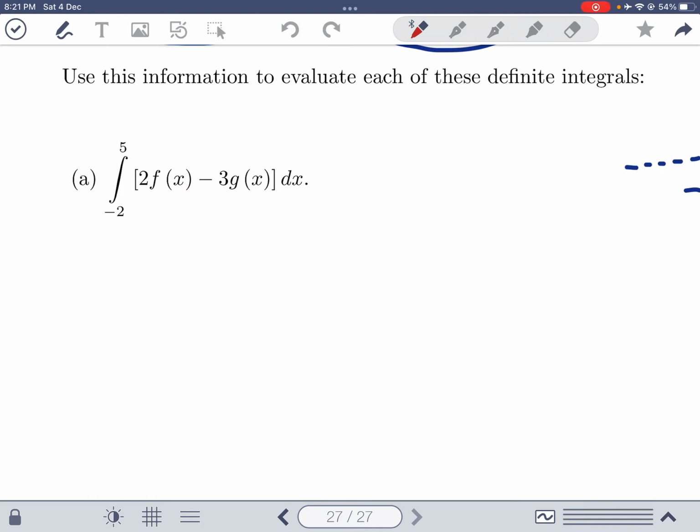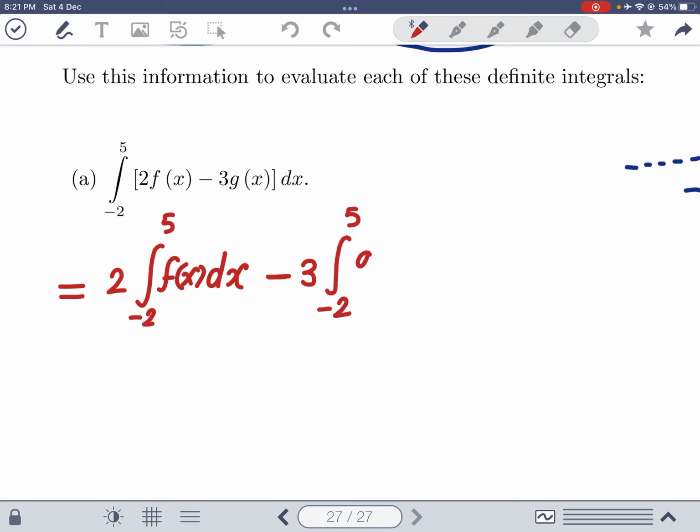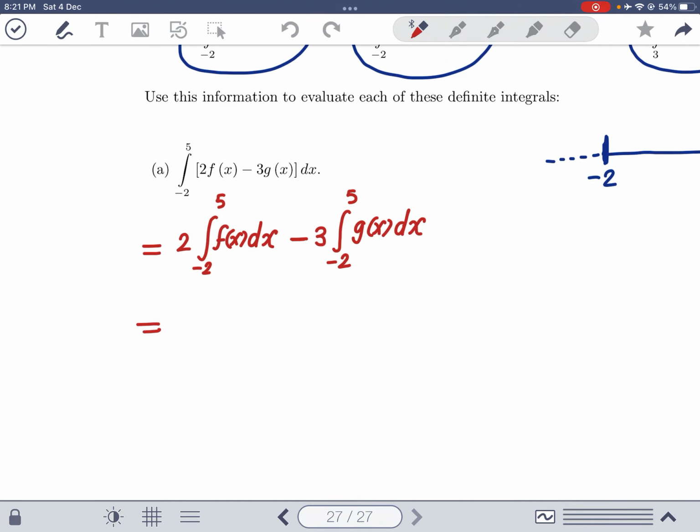This will be exactly what you're expecting. You can take the 2 outside times the integral -2 to 5 of f. You can separate f from g in this case because the integral is linear in the functions. So from -2 to 5, g of x dx. This is a property of the definite integral. You can always do this. And so this is 2 times something minus 3 times something.